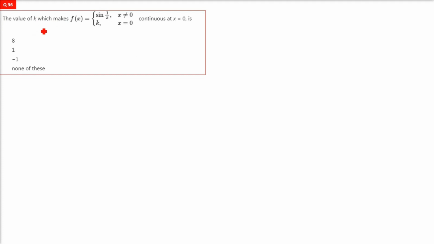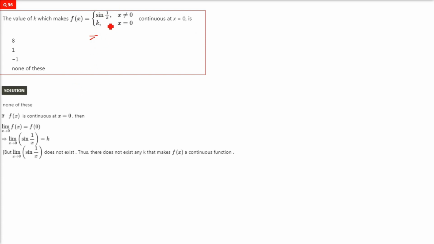Now the same discussion applies here. The value of k for which the function f(x) = sin(1/x) for x not equal to 0, and k for x equal to 0, is continuous at x equal to 0. So we'll just find out the limit of sin(1/x) and try to equate it with k. So the limit of sin(1/x) is equal to k.